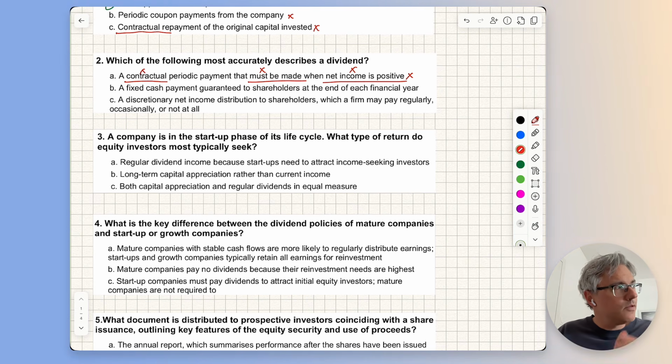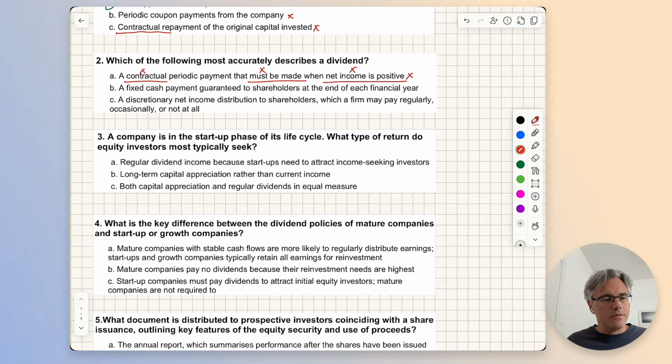When net income is positive, it doesn't mean that a dividend will be paid. A company might just as well decide to reinvest that income, or plow it back into the business via retained earnings. A fixed cash payment, answer B, guaranteed to shareholders at the end of the financial year. Once again, not really fixed, unless it's a preferred dividend. But still, it's not guaranteed. A dividend is never guaranteed.